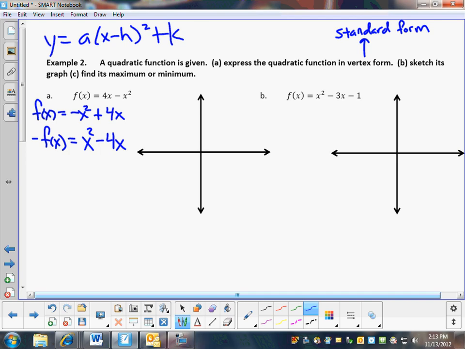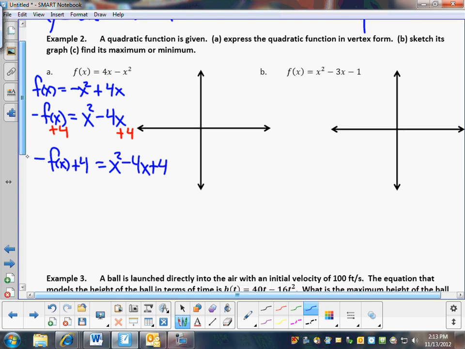Okay, now I just have to find out what number I add to complete the square. You take the b value and divide it by 2 and then square it to get 4. So it looks like I add 4 to both sides. What does your new expression read if you do that? Negative f of x plus 4 equals x squared minus 4x plus 4.